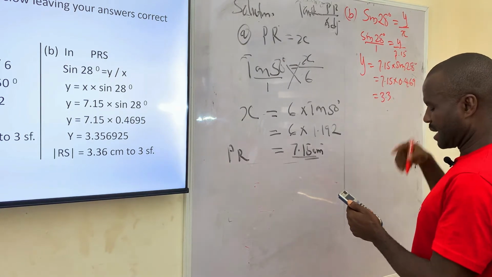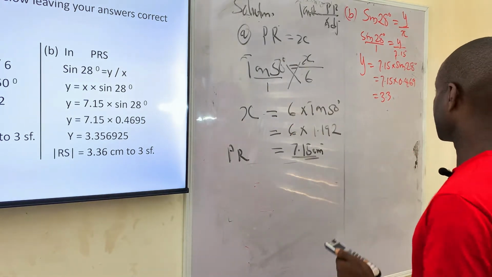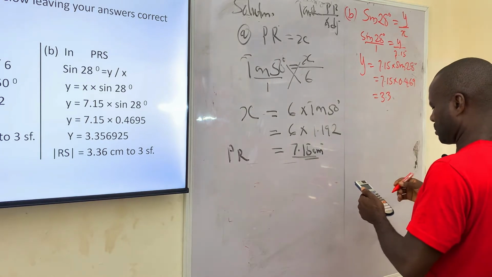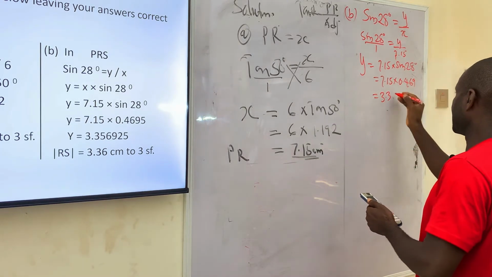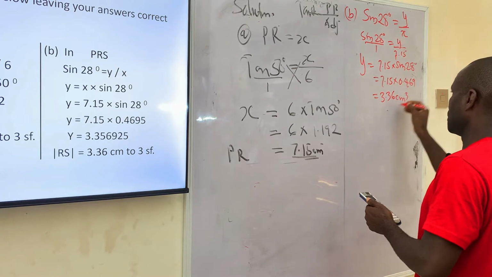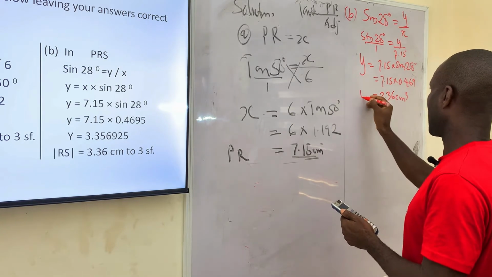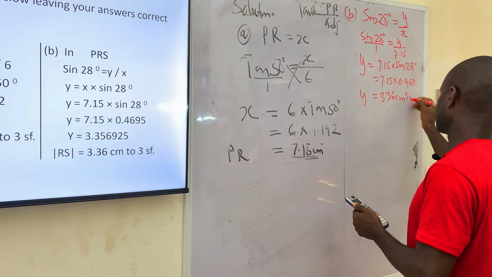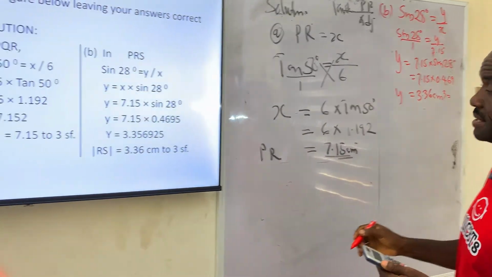3.3. The answer, we have to leave our answer in 3 significant figures. So you approximate it to 3.36 centimeter, which is the side Y, which is interpreted as RS.